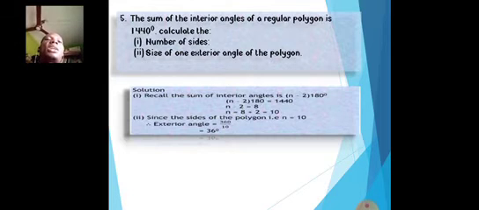(n minus 2) times 180 is the sum of interior angles. That is, equate that to 1440. Divide both sides by 180. We have n minus 2 equals 8. If you rearrange, you have n equals 10. And finding the exterior angle, divide 360 by 10. That will give us the exterior angle, and that answer there is 36. Let's see another question quickly.